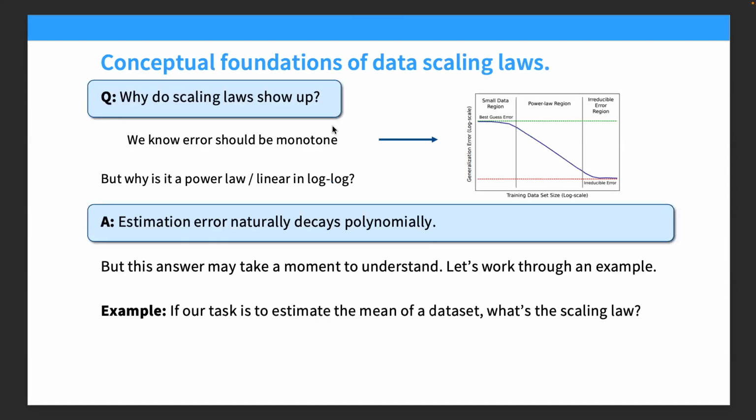So why do scaling laws show up? We all know that the error should be monotone, right? So it will be decaying. But why is it linear in the log? Actually, the conclusion is that estimation error naturally decays polynomially. But we can walk through a simple example just to see why the scaling laws stand.